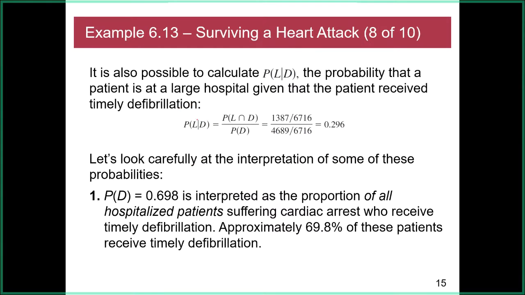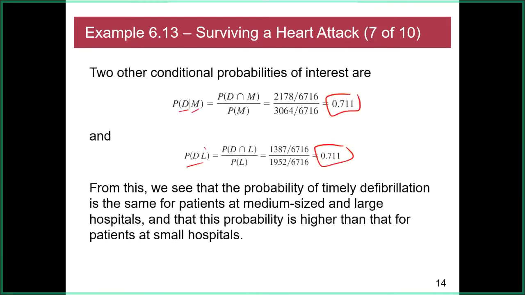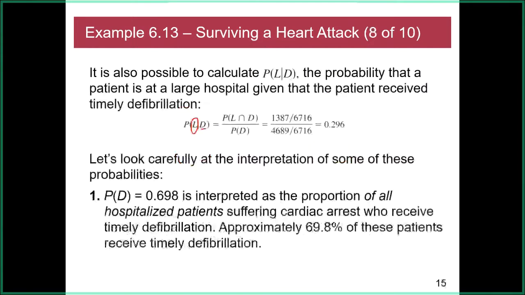What's the probability that you were at a large hospital given that you were defibrillated on time? Now, notice that is the reverse of this probability, and it's going to give us a much different result. It's still the probability of being at a large hospital and getting defibrillated on time. That's the same probability as before, but now instead of the number of people in the large hospital, it's the number of people that got defibrillated on time that we're looking at. So that's a much different probability. So knowing that they got defibrillated on time, 0.296 of those, or just under 30%, were at large hospitals.